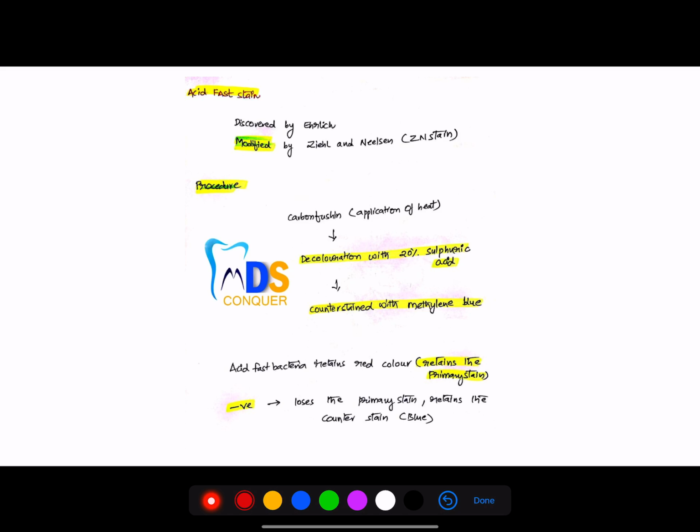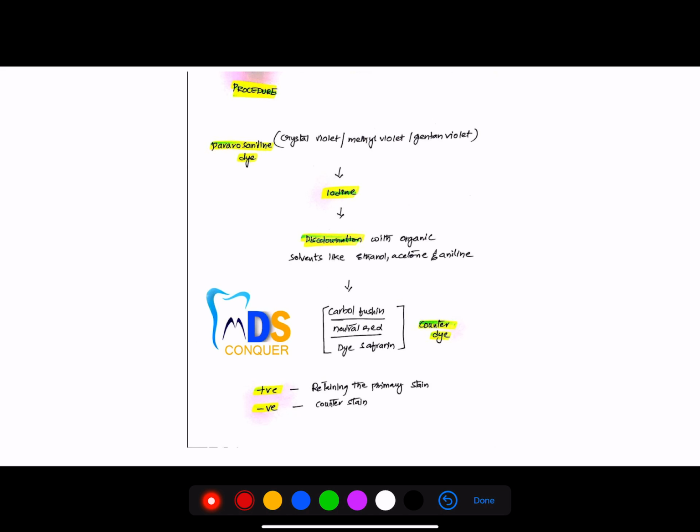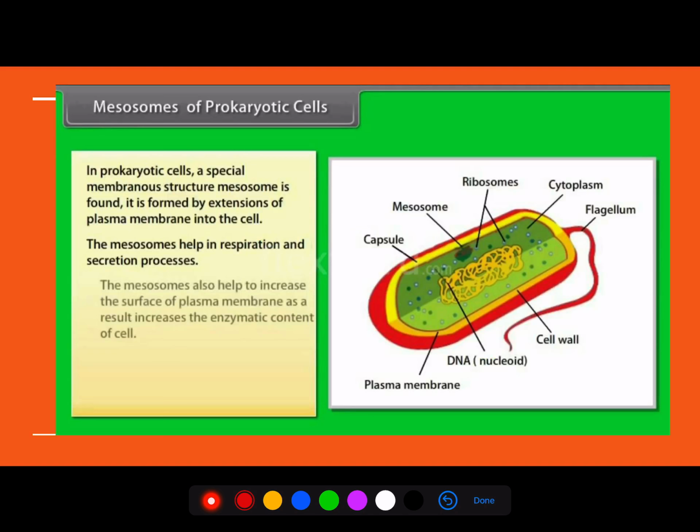Then acid fast stain, discovered by, modified by, what is the procedure? Make a note, 20% sulfuric acid is used over here. So this is 20% sulfuric acid. They can ask you which is acid fast bacteria, which is non-acid fast bacteria. By seeing the diagram, please do make a note of this. This is gram staining. So what are the counter stains that are used? These are the 3 counter stains.